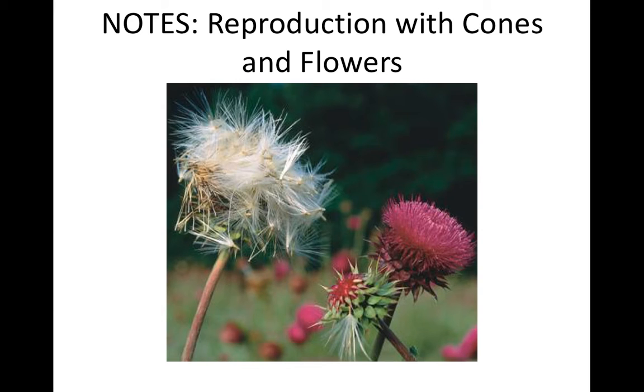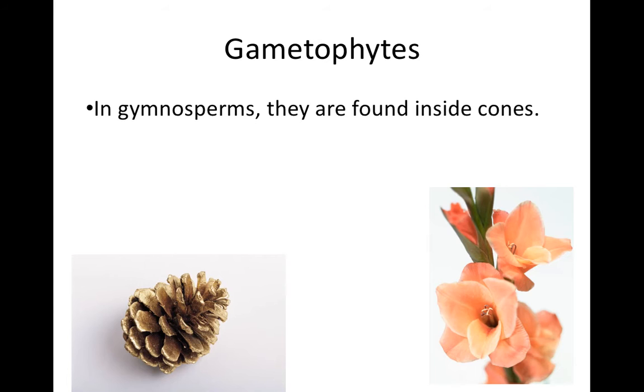So remember that all plants have this alternation of generations, where there's a sporophyte generation that is diploid, and then you have a haploid gametophyte generation. Remember, a plant in its form as a gametophyte produces these haploid cells, sperm cells and egg cells, that can be used for reproduction.